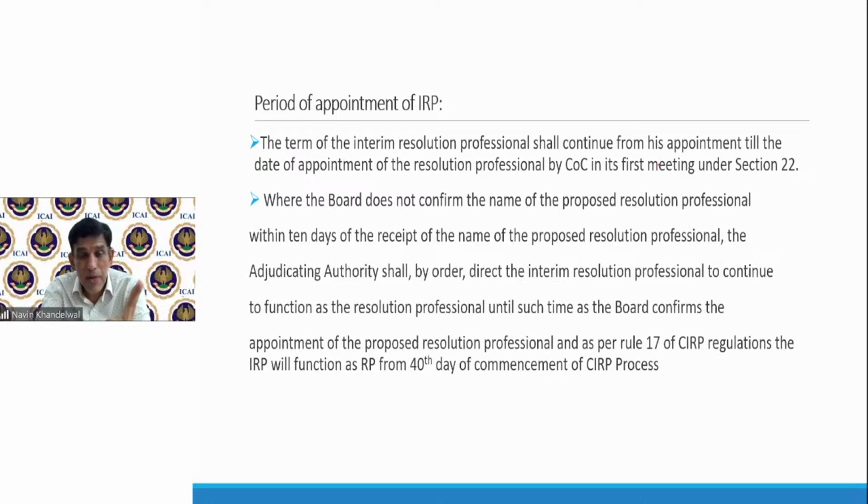Second question, whether the IRP can be replaced by another RP. The answer is yes. If the COC wants, they can replace the IRP with a new RP. They can propose a name of a new RP, or if they want to continue with the same IRP, they can continue. It is the choice of COC. That means the power of appointment of RP will be lying with the COC. If they continue with the old IRP, no permission of NCLT is required. But if they change the IRP with a new RP, then they have to file an application under section 22 to get an approval from NCLT.